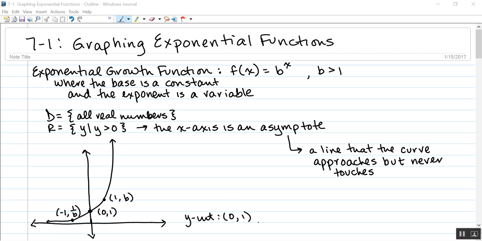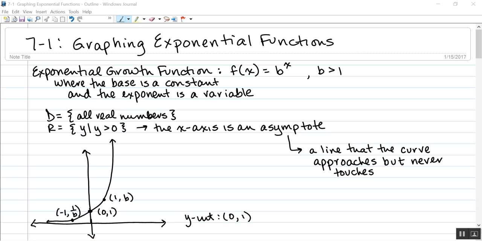Section 7.1 is on graphing exponential functions. The exponential growth function is f of x equals b to the power of x, where b is greater than 1. The base b is a constant, so it's a number, and in this case the exponent is a variable. Very different from other functions where we've seen where the variable is the base and it's raised to a power that's a number.